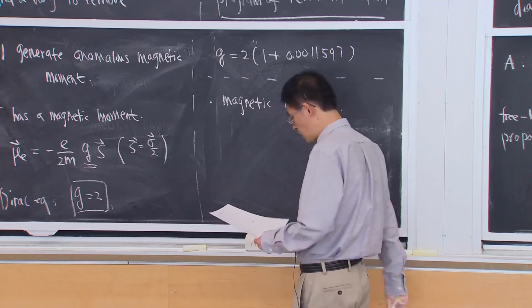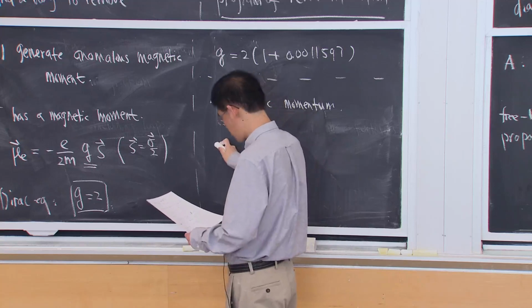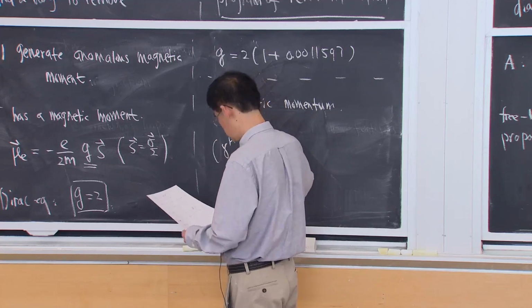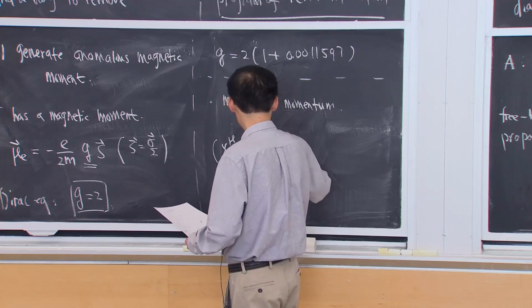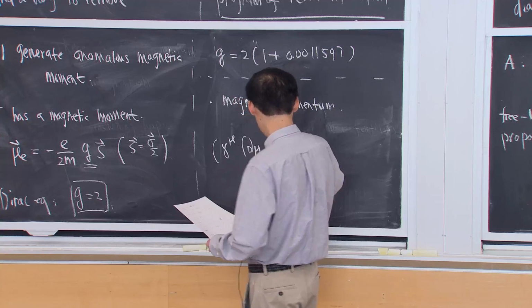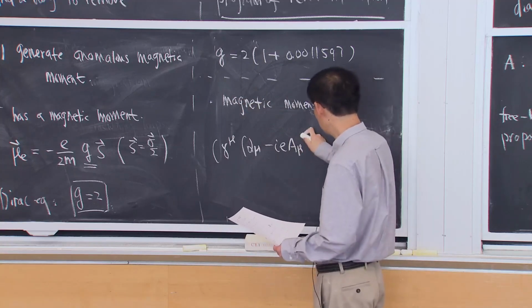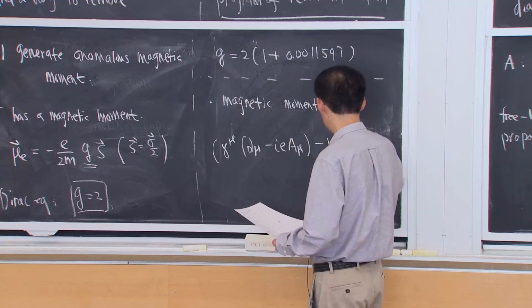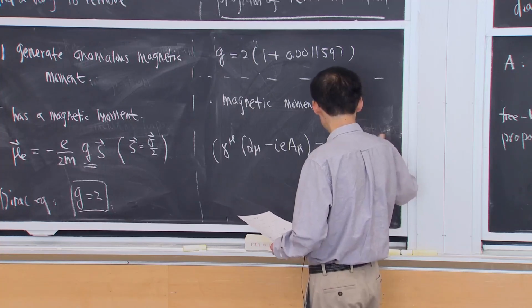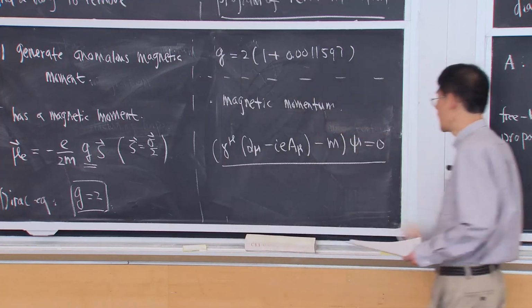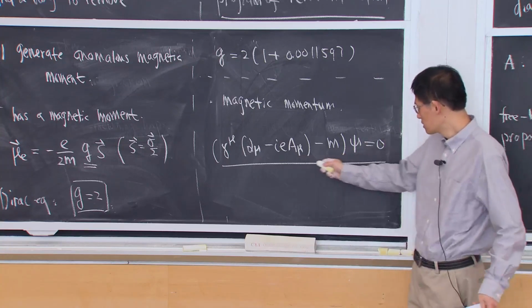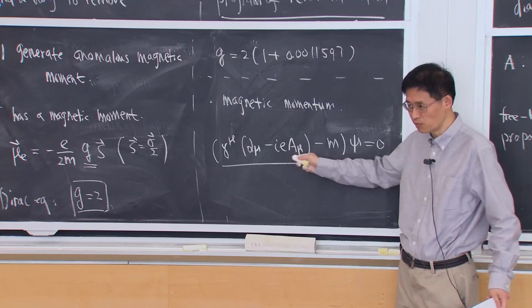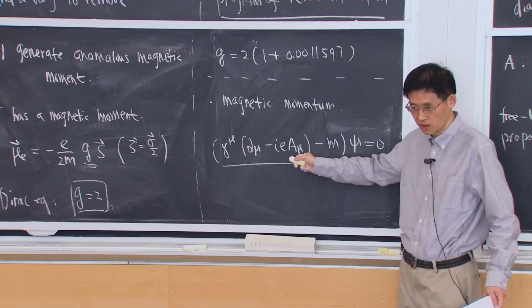So we have the Dirac equation. Let's consider the Dirac equation of an electron coupled to some gauge field, to the electromagnetic field. Let's consider this equation. Of course, from this equation we don't see anything about the magnetic moment.